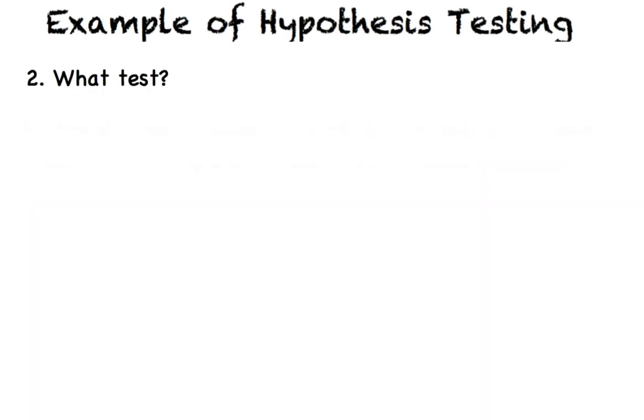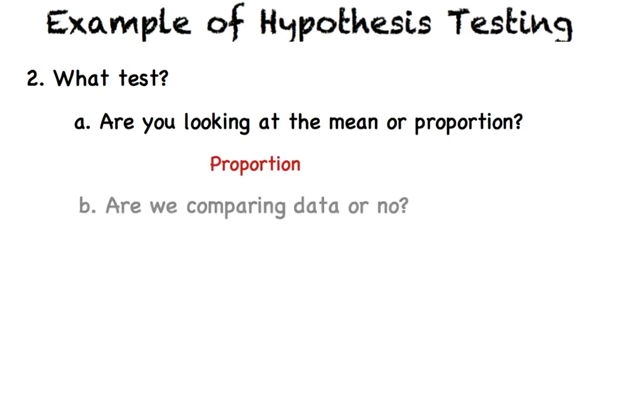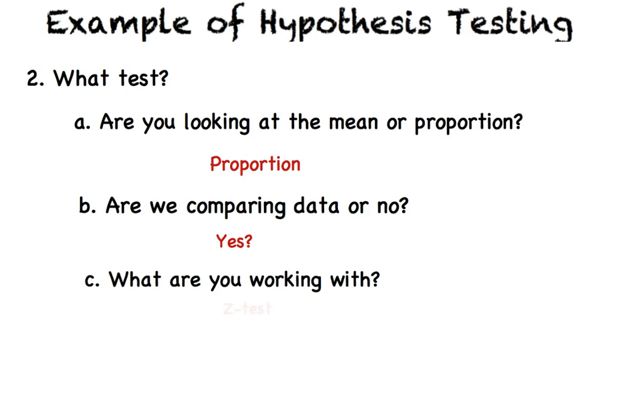Now for step 2, what test? First, let's ask our questions. Question A, are we looking at the mean or proportion? We are using proportion. Correct. B, are we comparing data or no? Yes. Why do you think that? Because we are looking at the difference between Dutch boys and Dutch girls. Awesome, that is correct.